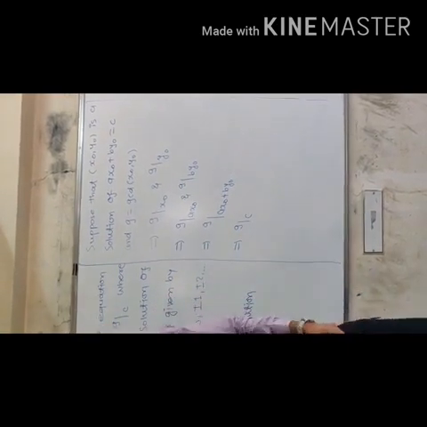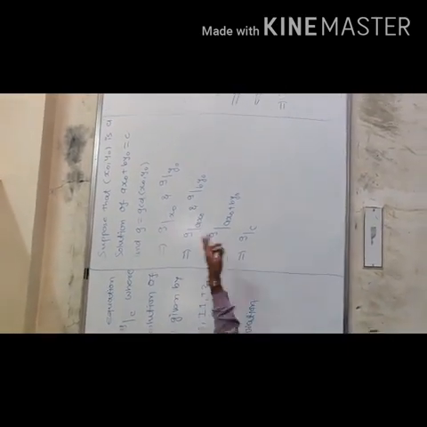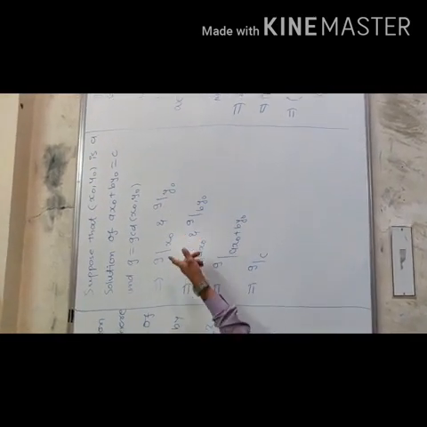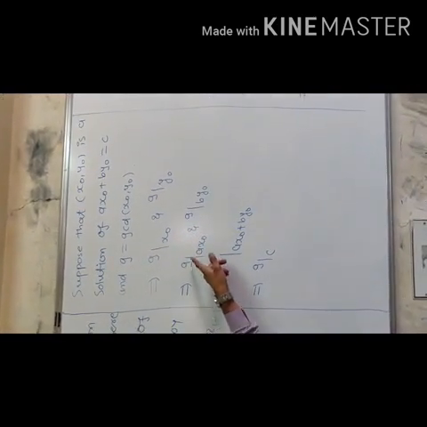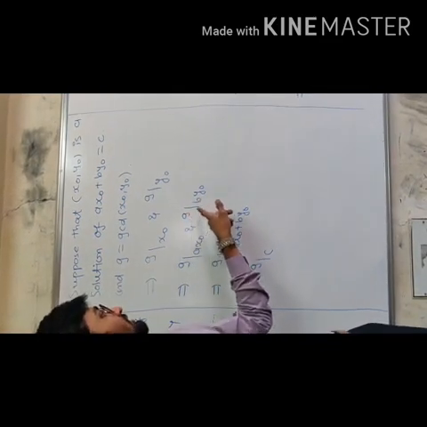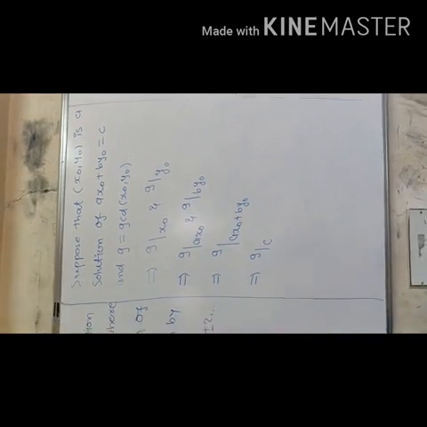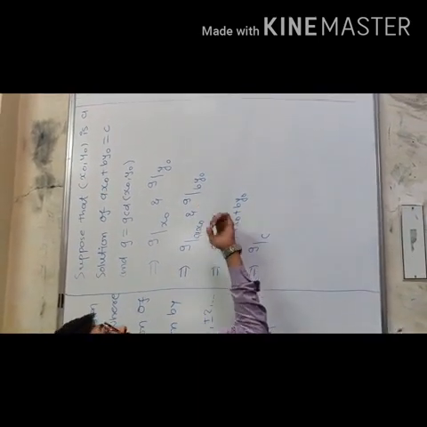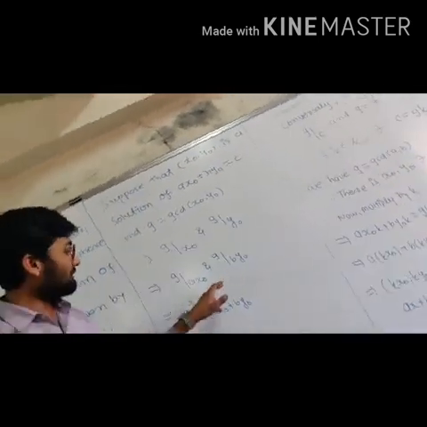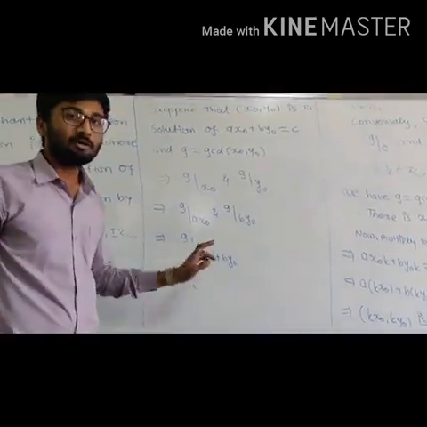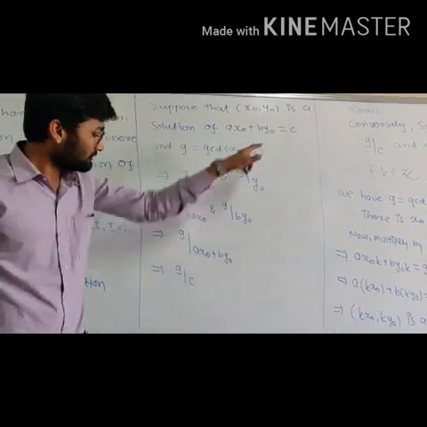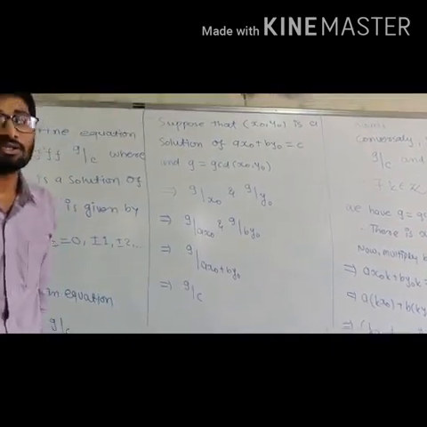So by the property of GCD, we can say that G divides x0 and G divides y0. If G divides x0 and G divides y0, then G divides a x0 and G divides b y0. Also by the property of GCD, G divides a x0 and G divides b y0 implies G divides a x0 plus b y0. And a x0 plus b y0 equals c, therefore G divides c.